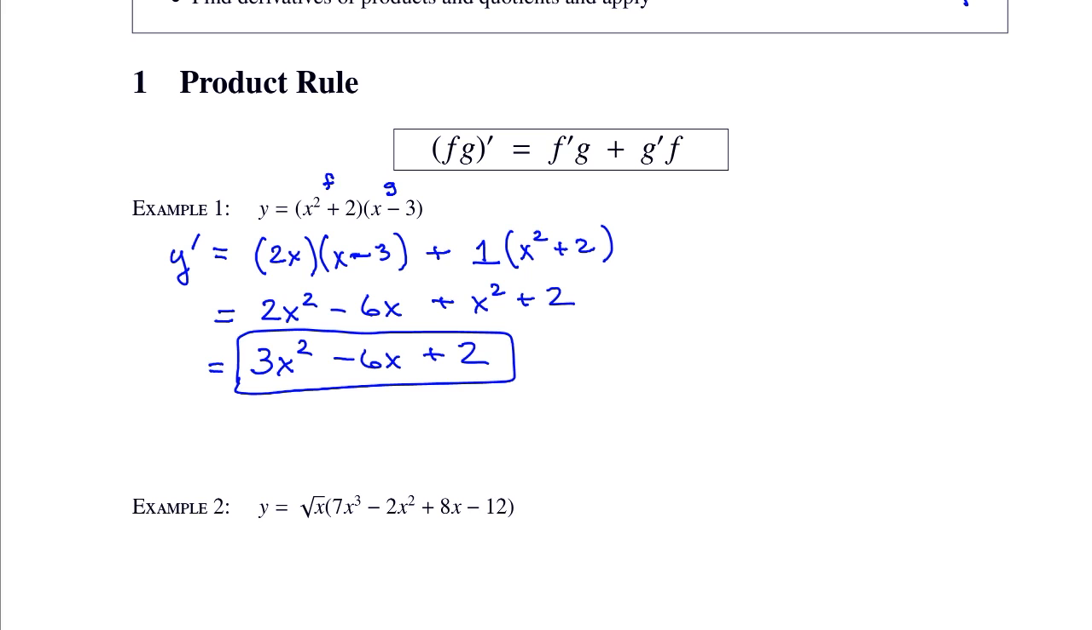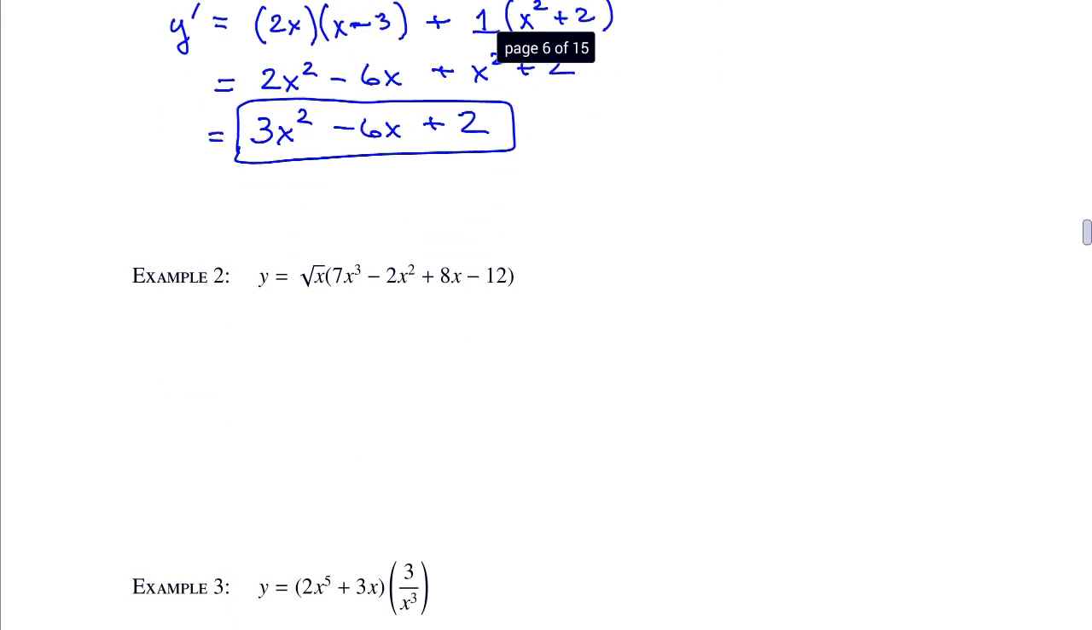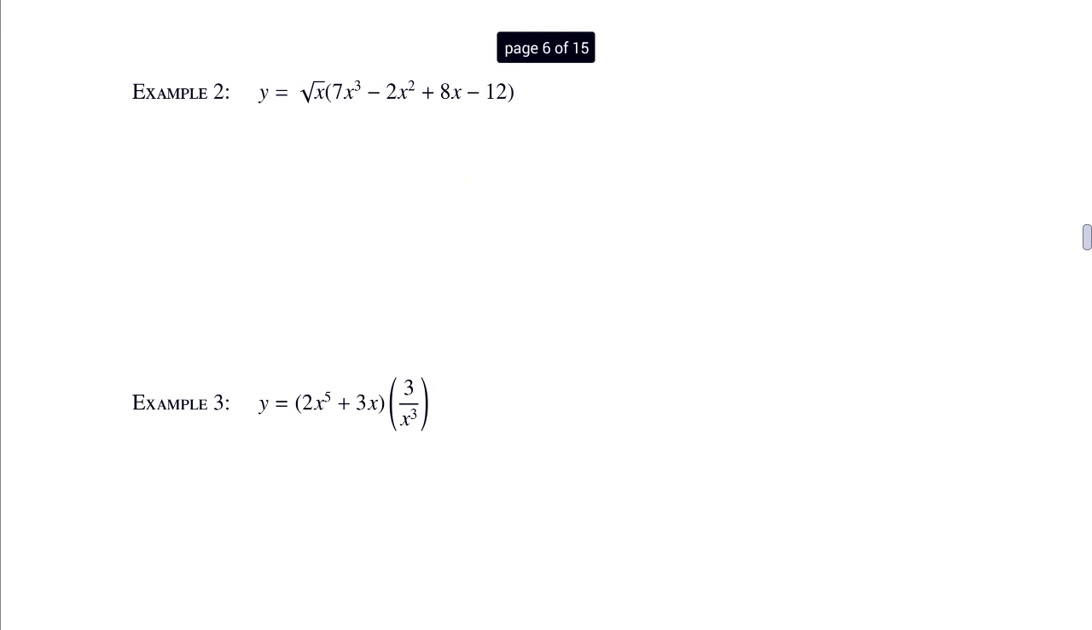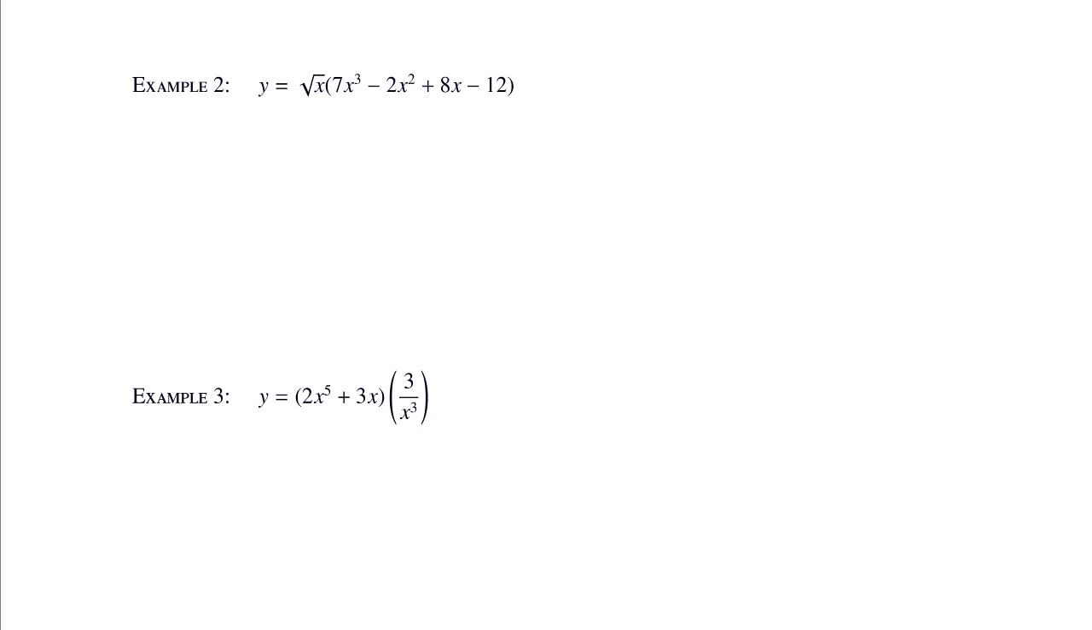Okay. All right. Questions over example 1. All right. Example 2. We have y is equal to the square root of x times 7x cubed minus 2x squared plus 8x minus 12. The first thing is to identify the f and the g. So the square root of x is f. And then g is all of this.